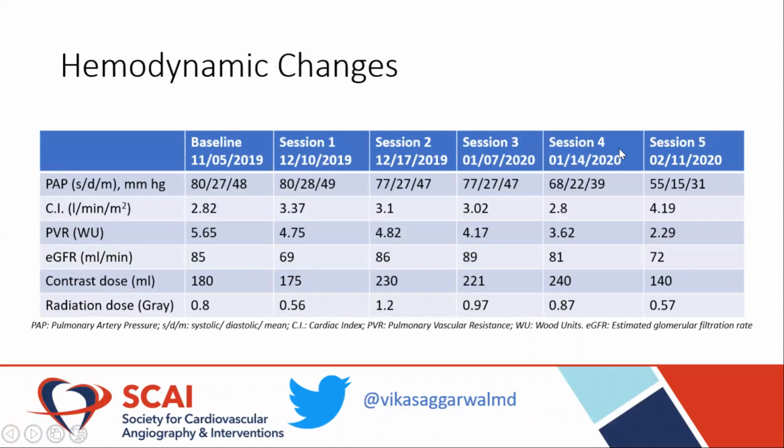After all these treatments, we noticed that the mean PA pressure in our patient dropped from 48 to 31 millimeters of mercury. The cardiac index improved from 2.8 to 4.2. PVR came down from 5.65 to 2.29. His GFR stayed stable, around 80 to 70. The contrast dose and the radiation dose are also mentioned below.